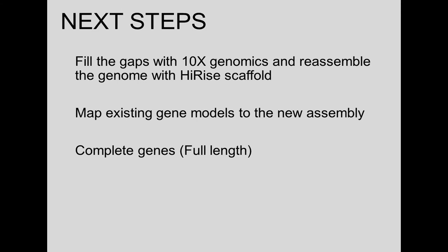So what's the next step for us? We would like to fill the gaps now with either 10x Genomics or PacBio. Since we have very few gaps, about 3% of the genome is in gaps, probably 10x Genomics will be an inexpensive option for us to fill those gaps and then reassemble the genome, hopefully with HiRise scaffolds with Dovetail Genomics again. Once we have this contiguous genome, we would like to map our existing gene models to the new assembly, and hopefully we will have full-length genes available.